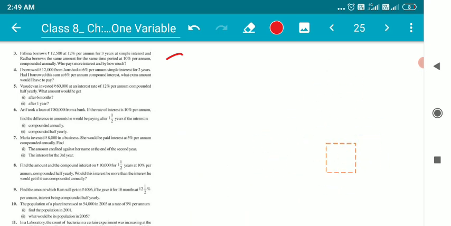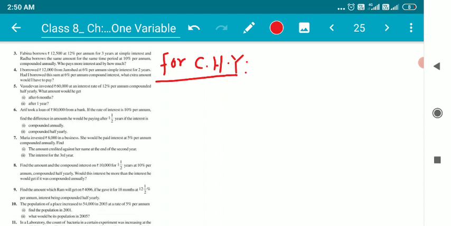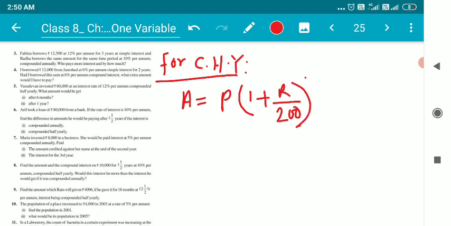That is what we will discuss in this video, children. So let us find out for compounded half yearly first. Let's see what comes. We know the formula: amount is equal to principal into 1 plus r by 200, whole to the power 2n. This is the formula for compounded half yearly. So children, let's see what comes.